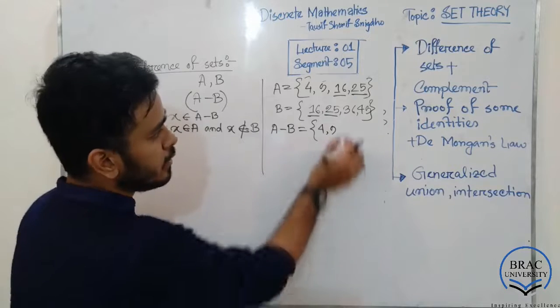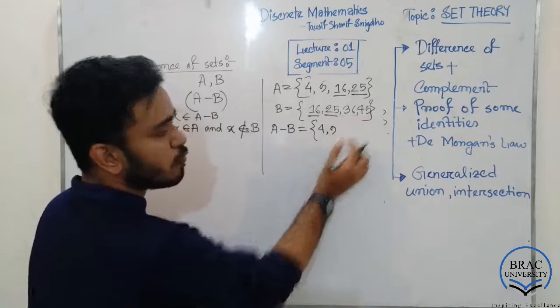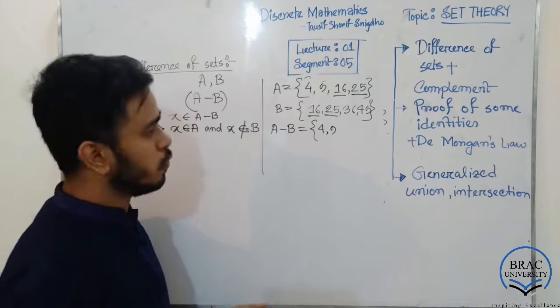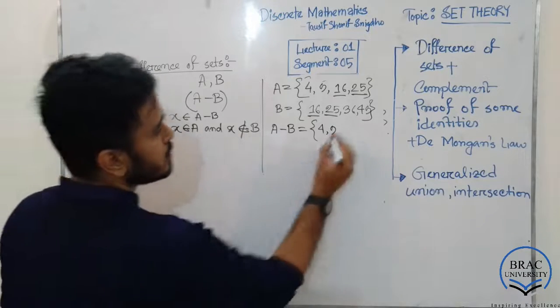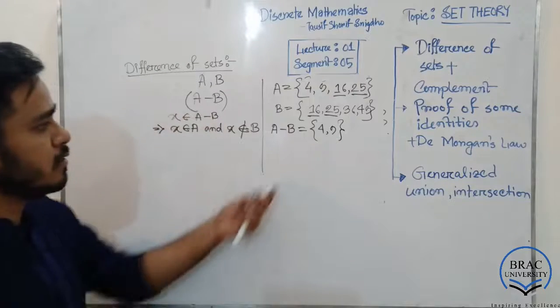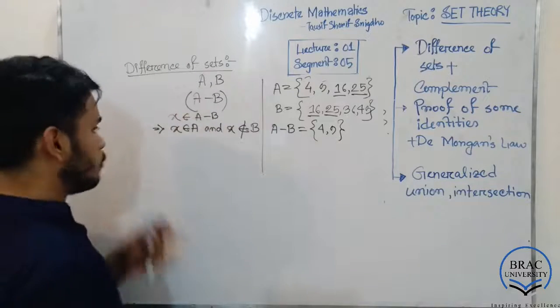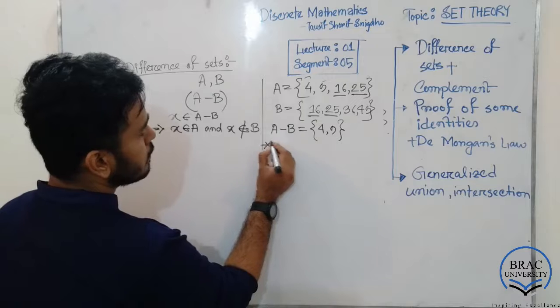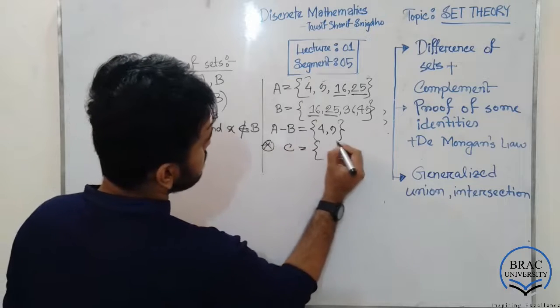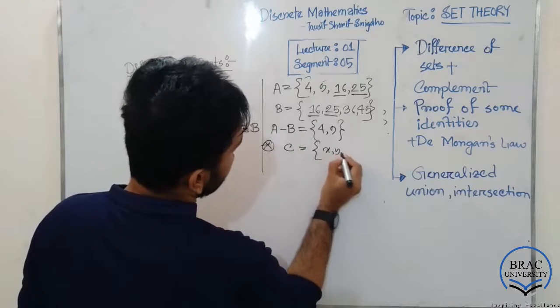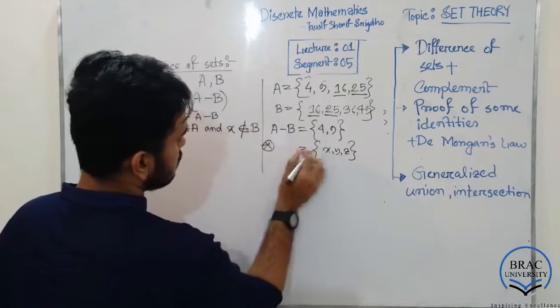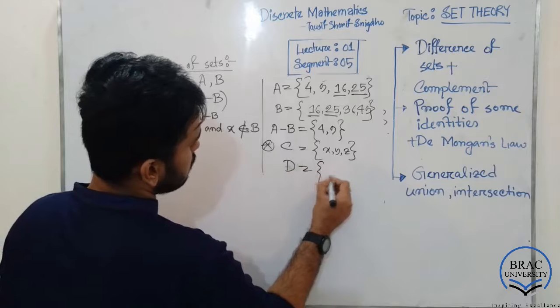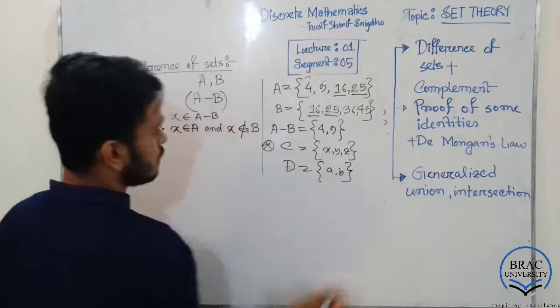You can ask whether we can take 36 or 49. Can we? No, because X doesn't belong to set B. So A minus B here is 4, 9. We can see another example here. For example, C is a set X, Y, Z, and D is a set A and B.